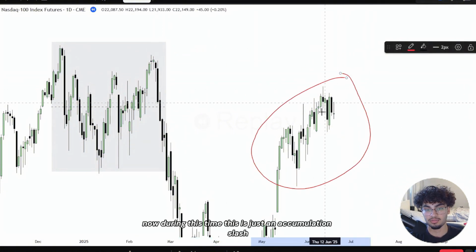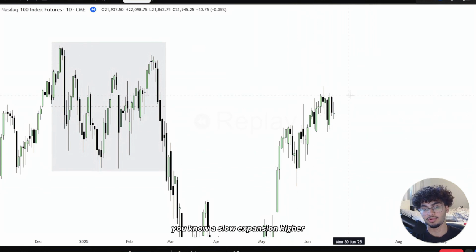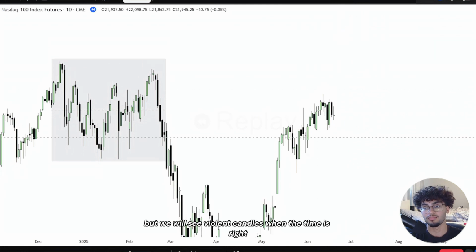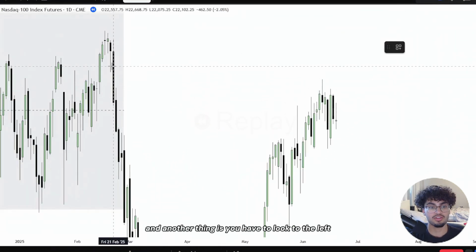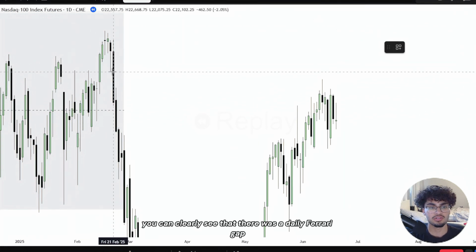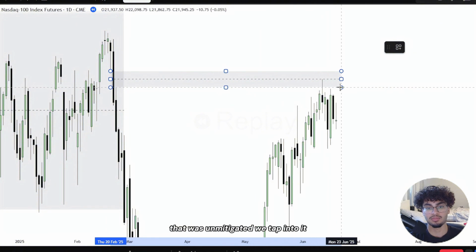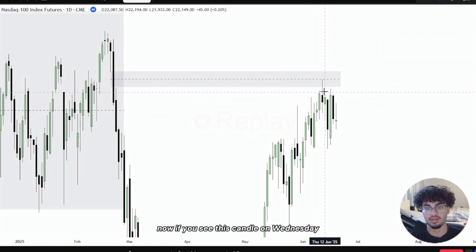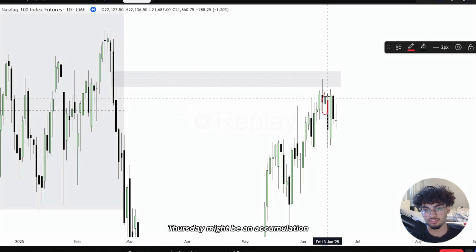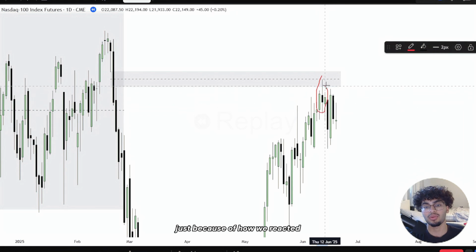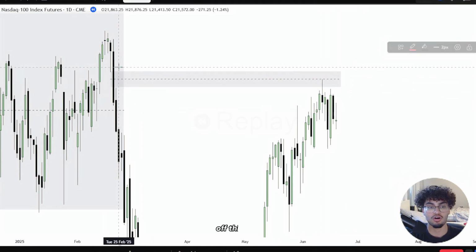Now during this time, this is just an accumulation slash a slow expansion higher, but we will see violent candles when the time is right. And another thing is, you have to look to the left, especially when you're not at all-time highs. You can clearly see that there was this daily fair value gap that was unmitigated. We tap into it and we see a candle body closure off that. Now, if you see this candle on Wednesday, you should expect that Thursday might be an accumulation and Friday might be a short-term retracement, just because of how we reacted and closed on the daily chart off this gap.